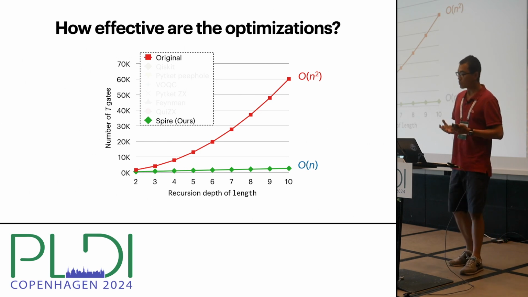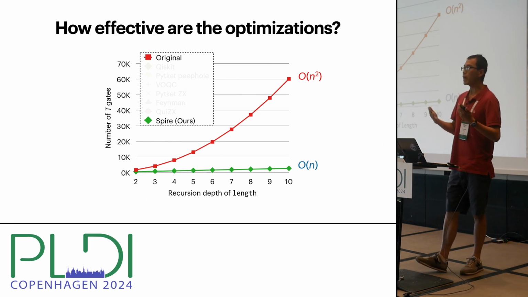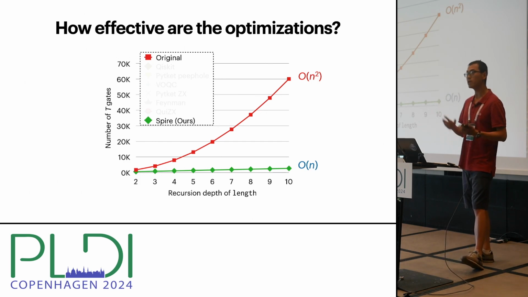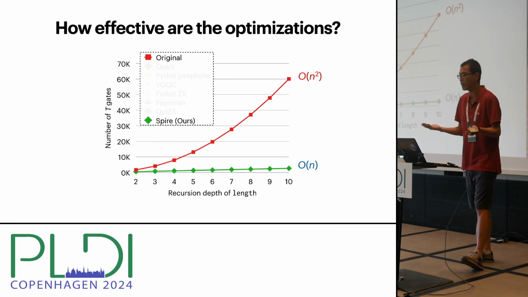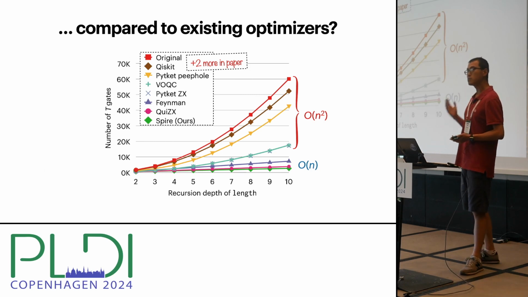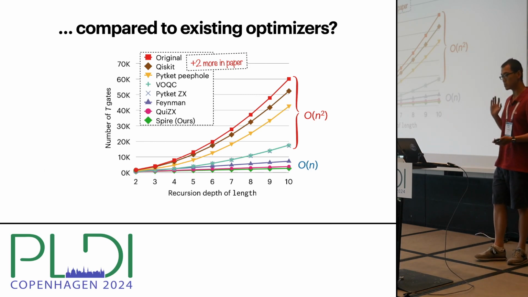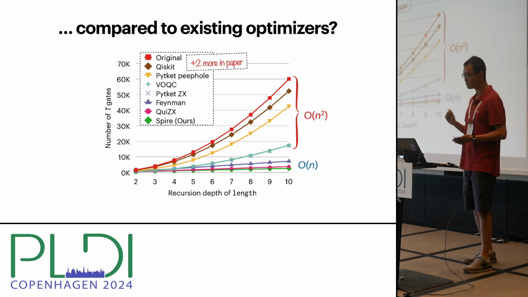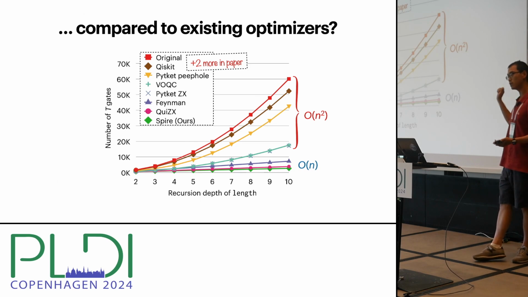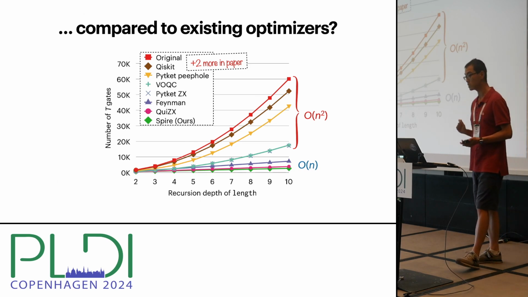An important question that we also want to ask is, how does this compare to existing quantum circuit optimizers from the literature that have been a focus of research at PLDI and other communities in recent years? Well, the answer is that we evaluated Spire against 8 existing quantum circuit optimizers, and we found that 6 of them did not produce an asymptotically efficient circuit. They still yielded a quadratically sized rather than a linearly sized one.